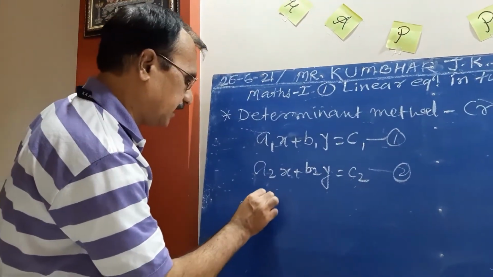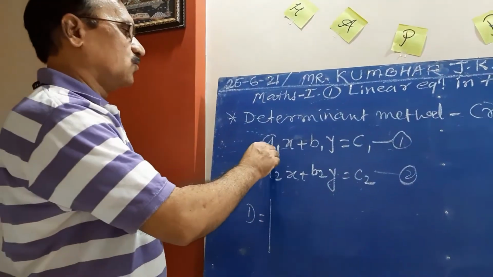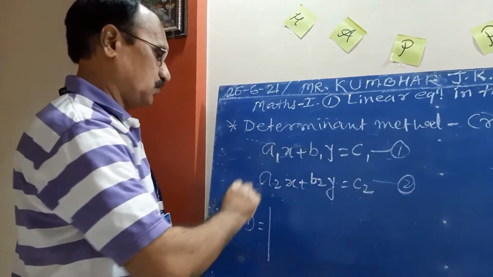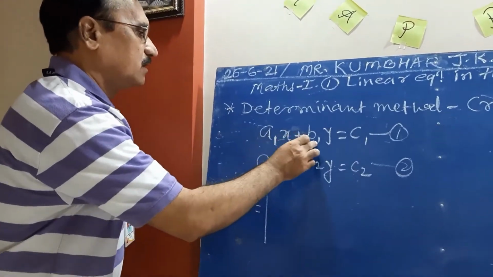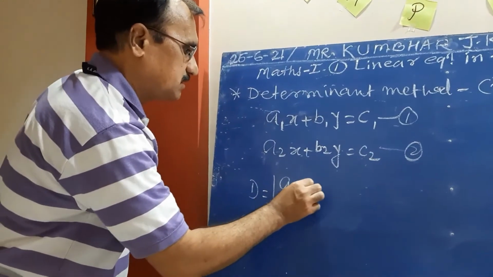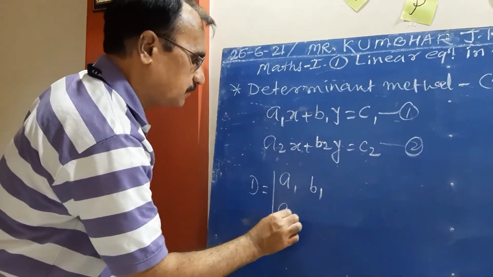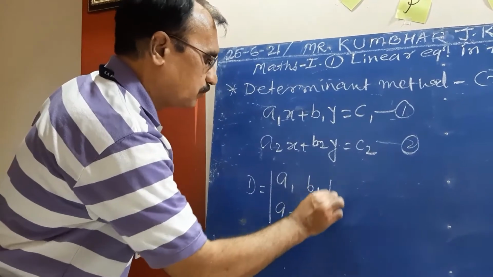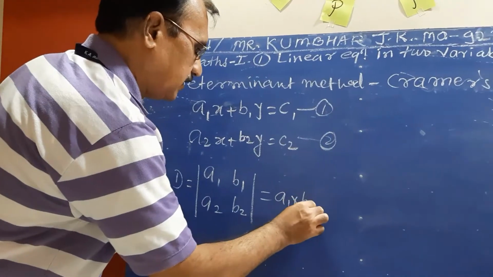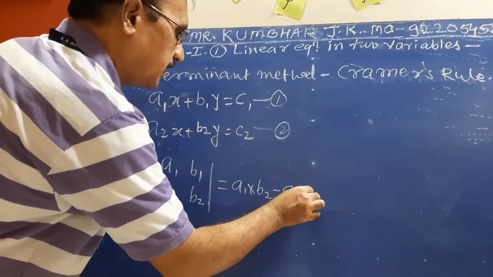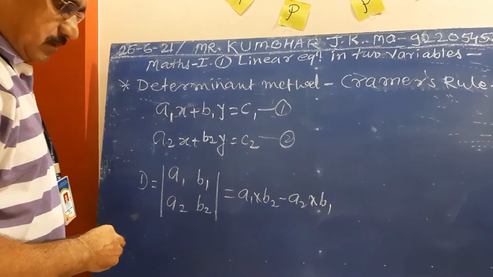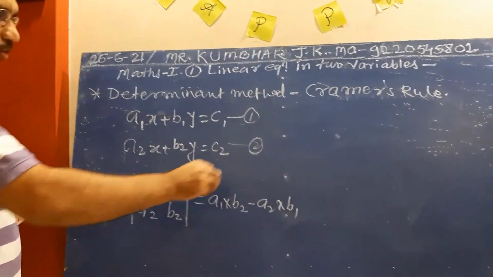For finding D, here we consider a1, b1, c1, a2, b2, c2. For finding the value of D, write the coefficients of x and y from both equations, that is a1, b1 and a2, b2, is equal to a1 into b2 minus a2 into b1. Now, this is the value of D.